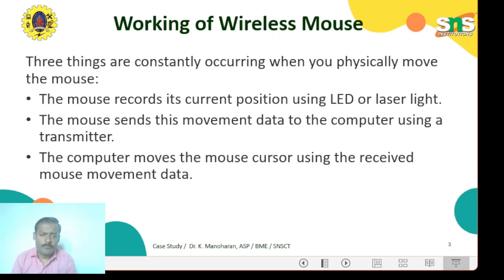Second, the mouse sends that movement data to the computer using a transmitter. The data is transmitted through the dongle, and then the computer can get that information. Third, the computer moves the cursor using the movement data received from the transmitter. So whenever you move the mouse, that movement information is recorded and transmitted to the computer, and based on this, the cursor will be moved. These are the three steps that happen whenever you move a mouse.